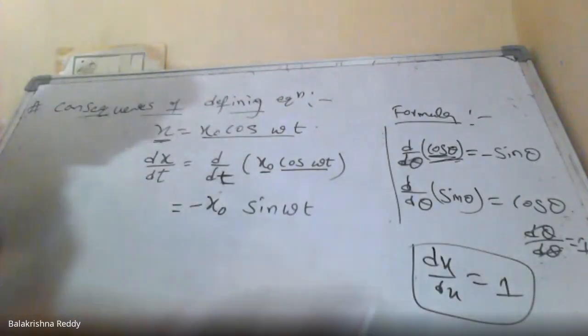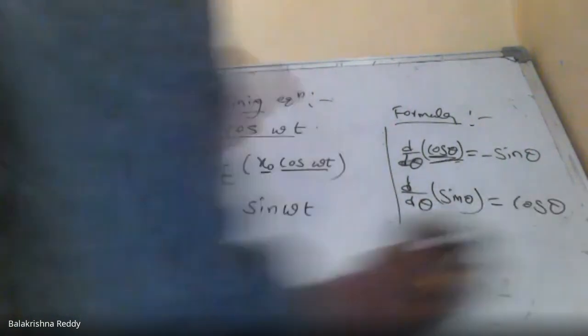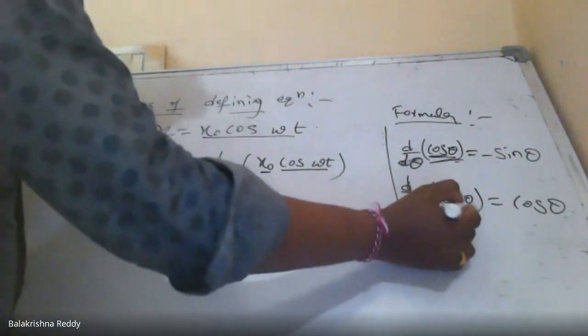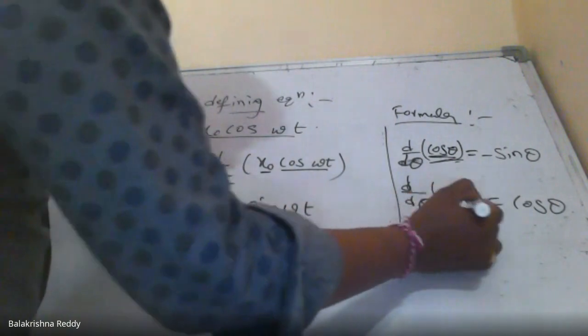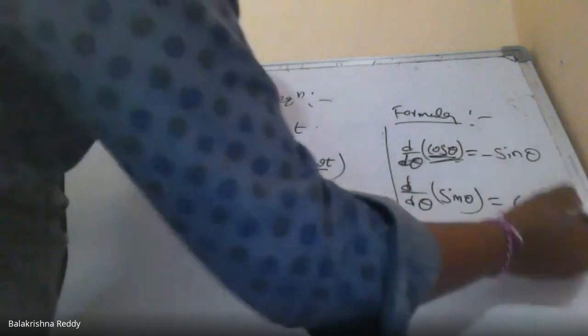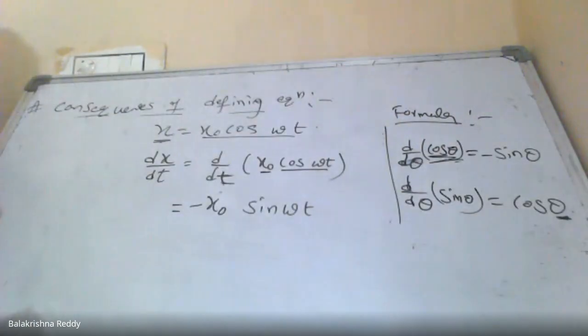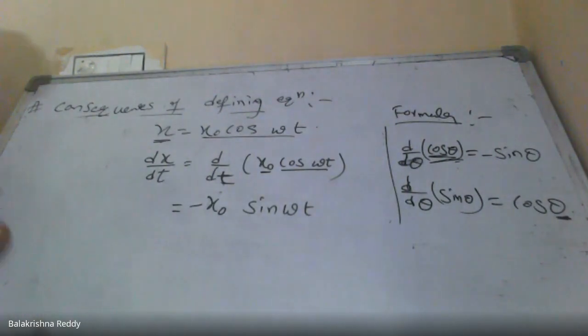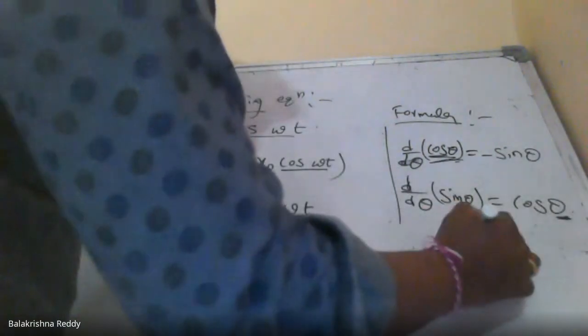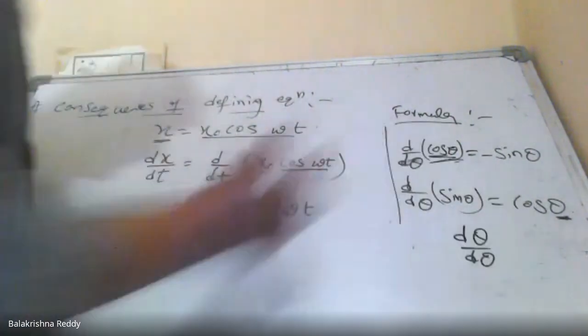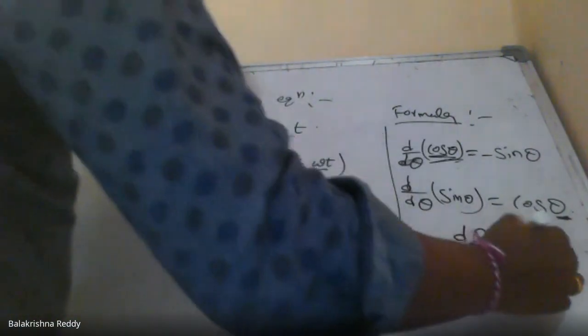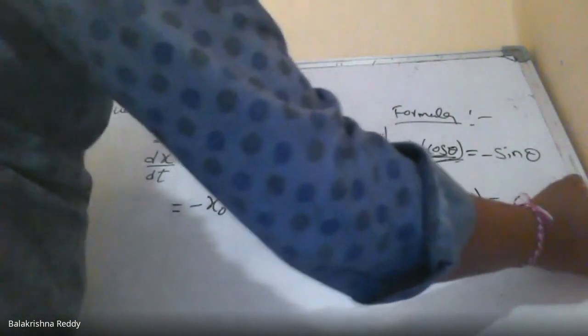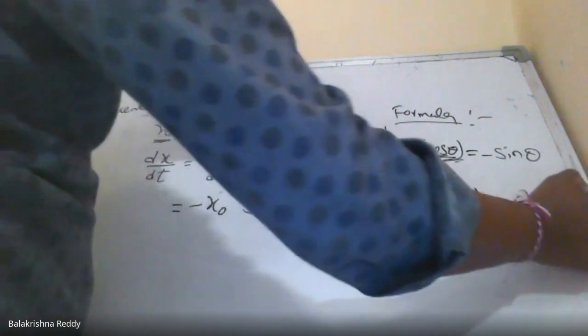Sir, could you repeat that? Whenever we are differentiating any function, for example sine theta, I'm doing sine theta, and again I have to differentiate this theta individually. When I differentiate this theta, d theta by d theta is equal to 1. That's why we will not write this d theta by d theta here. Simply it is equal to 1. Could you move the camera? I can't see what you wrote over there at the side.